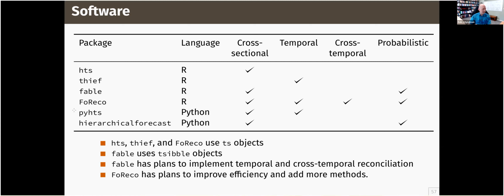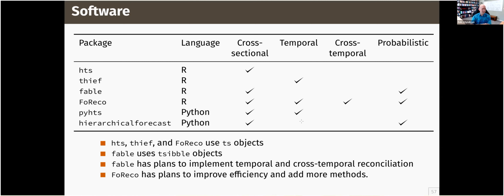And then there's a couple of Python packages. PyHTS is a package from Bohan Zhang from Beihang University in China, and it's available from his GitHub repo. Before I say anything else, PyHTS only does point forecasting, but it does cross-sectional and temporal. And this one, hierarchical forecast, is from Nixtla, which has been producing some really high-quality Python software in the last year or so. If you're working in Python, I strongly recommend their packages. Their current package does cross-sectional, and it does it probabilistically as well, but not temporal.